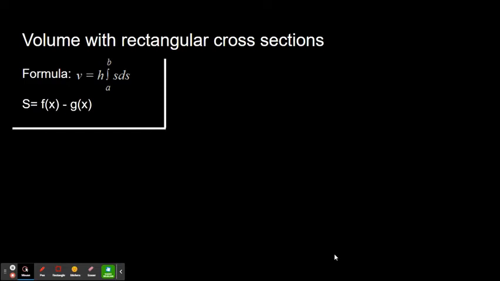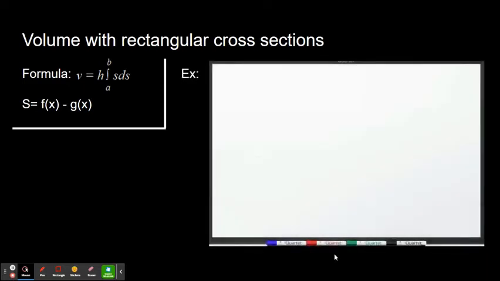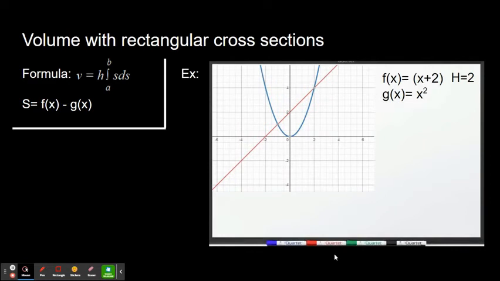Finding s is exactly the same. f of x minus g of x, top minus bottom. Or if we're looking at dy, it would be f of y minus g of y, or right minus left. Now we're going to take that same exact example again, x plus 2 and x squared. And this time, because it's rectangular cross-sections, we know that h equals 2. That will be given. The height will be given as a function of x or just a normal straight number. So in this case, the height is 2.